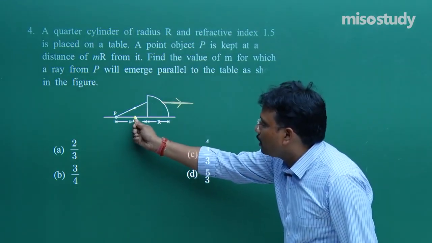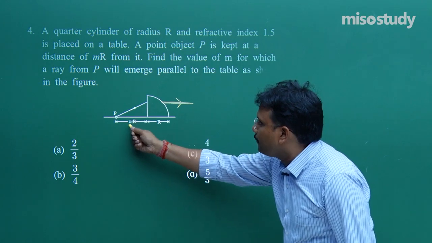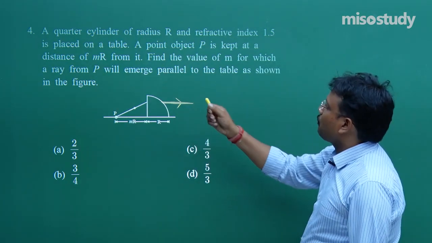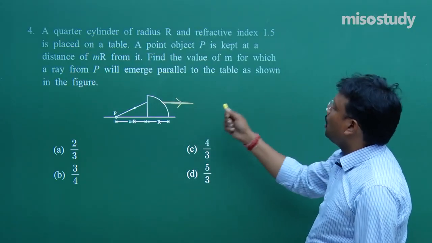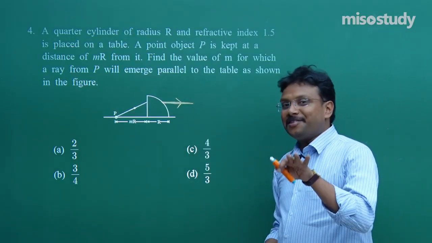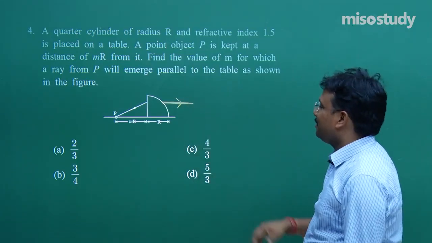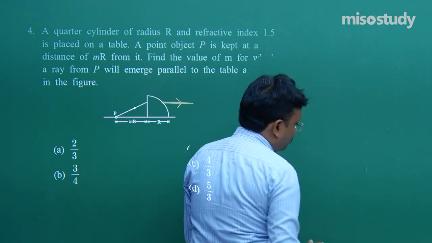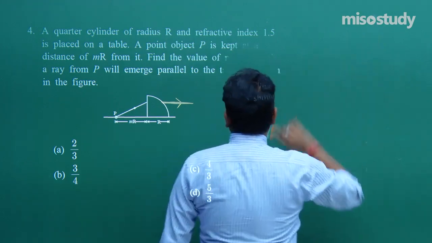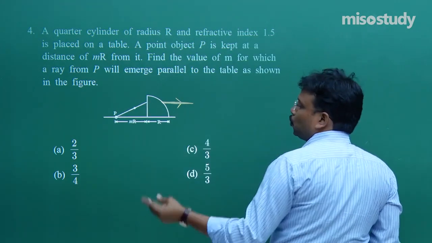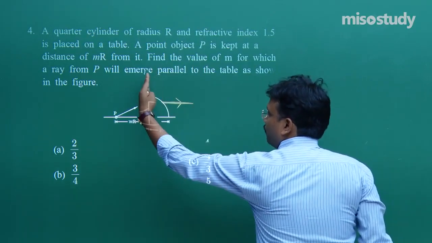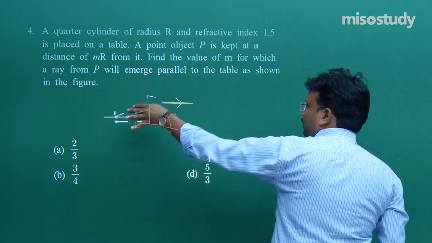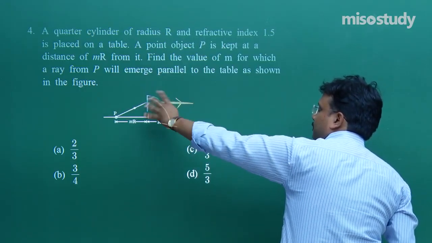We are in the process of finding the value of this small m. Find the value of m for which a ray from P will emerge parallel to the table, or parallel to the principal axis. Fine, actually this has been asked. So we will try to find out this situation. So the solution is going to be, students, there are two surfaces. One is this plane surface, fine, another is this curved surface, fine.